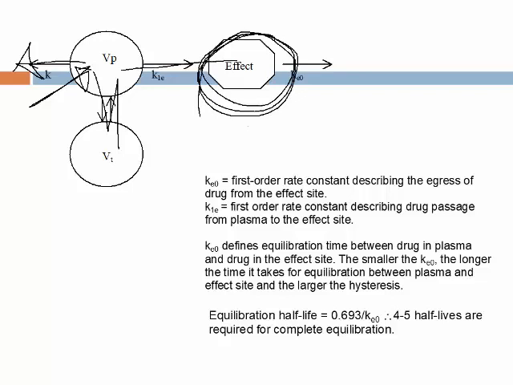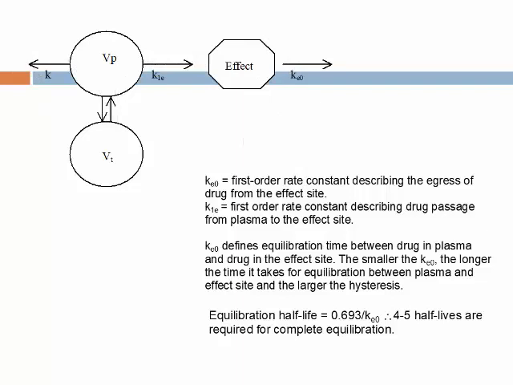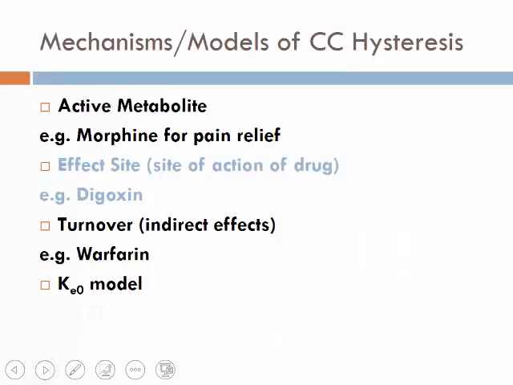So let's say, is it the heart for digoxin to work? Where does the drug have to go to have its effect? There will be a lag because the drug has to move from the plasma into that particular tissue compartment. So that's the effect compartment, like digoxin or other drugs that have to be in a particular effect site.